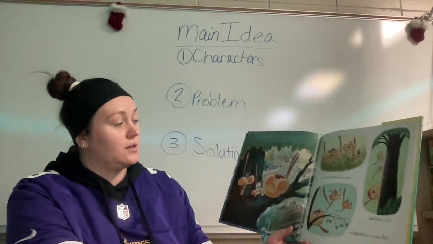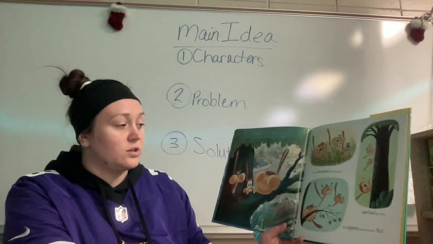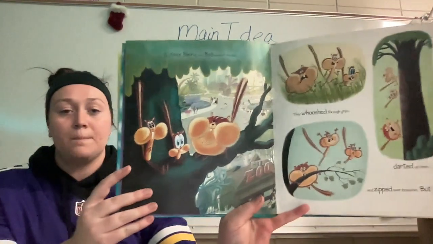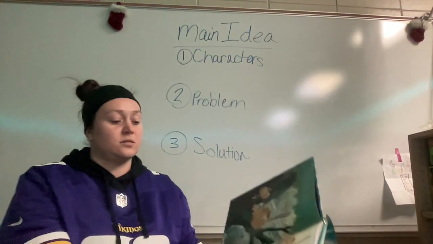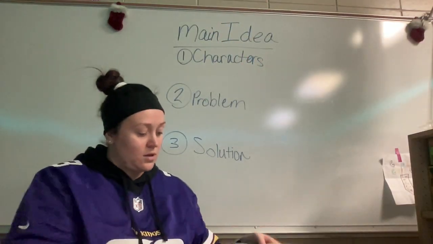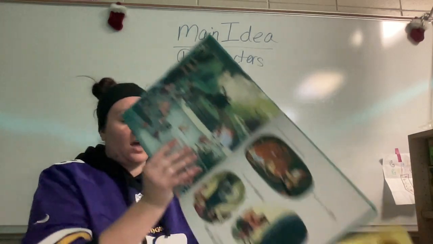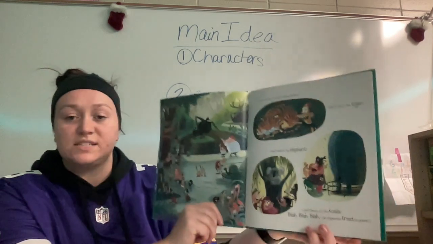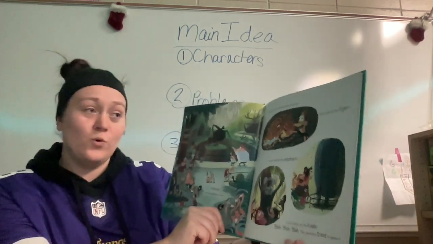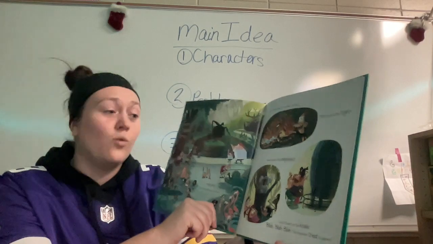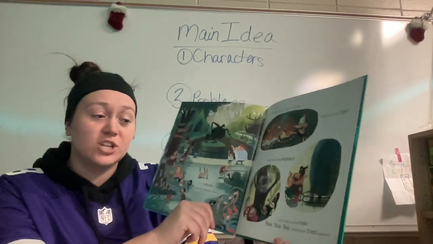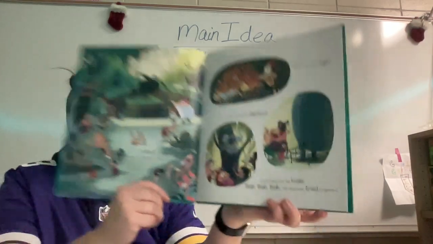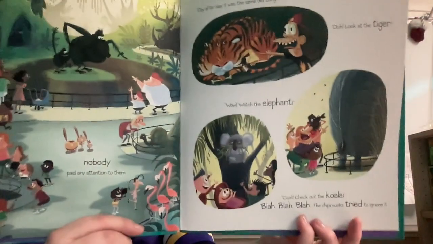Cutesy, Blinky, and Bob lived at the zoo. They whooshed through the grass, darted up trees, and zipped over branches. But nobody paid any attention to them. Day after day, it was the same thing. Ooh, look at the tiger. Wow, watch the elephant. Cool, check out the koala. Blah, blah, blah. The chipmunks tried to ignore it.